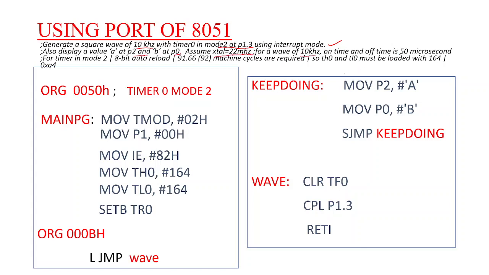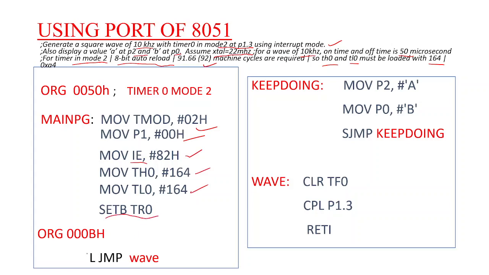What should the on and off time be? 50 microseconds. And what about the timer? The timer is taken in mode 2, which is 8-bit auto reload mode. We have 91.66, that is 92 machine cycles required here. For that, TH0 and TL0 will be loaded with 164. So we'll observe that here. First, as we discussed, TMOD is taken as 02H, then port 1 is 00, interrupt enable is 82H, and then TH0, TL0 is loaded with 164, and then set the timer.